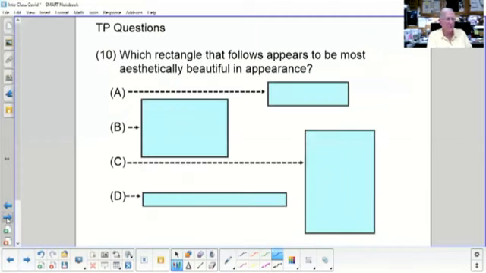Which rectangle that follows appears to be the most aesthetically beautiful in appearance? Well, there probably would be a lot of discussion on this, but I think most people, when they think of the normal rectangle, they think of choice B. Choice B, right? Okay, we're going to take a look at that very special type of rectangle and some of the relationships that are similar to B there. And we're going to talk a lot about that kind of rectangle as we get further into the course as well, as you will see.